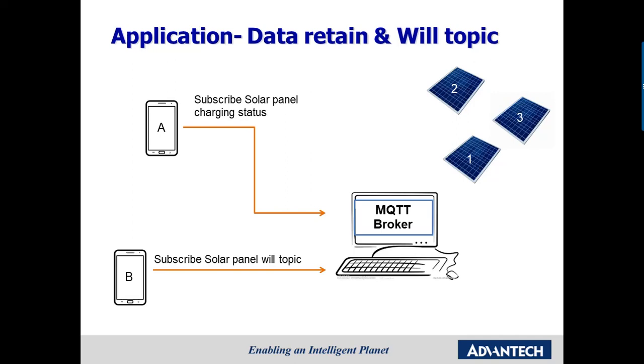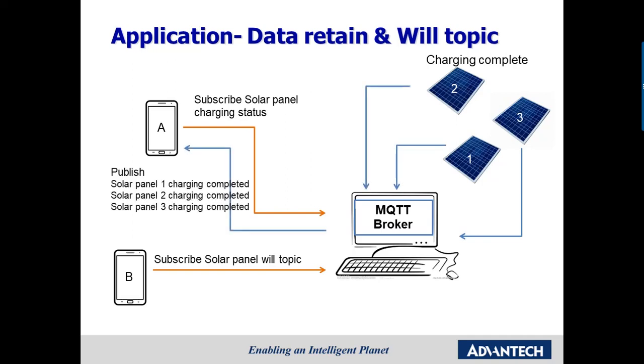After the 3 solar panels are charging complete, the user will receive the charging complete message accordingly. If solar panel 3 is the last one to finish charging, then the latest message stored on the broker will be solar panel 3 charging complete, which is the data return function in MQTT.